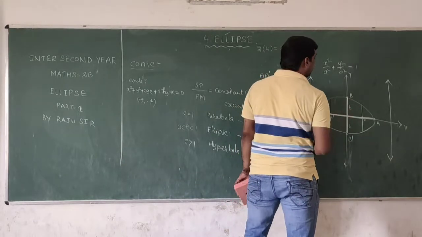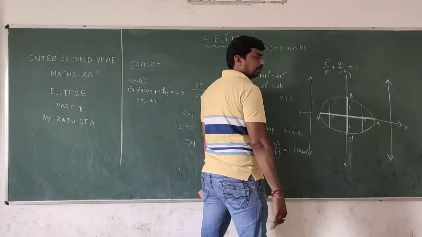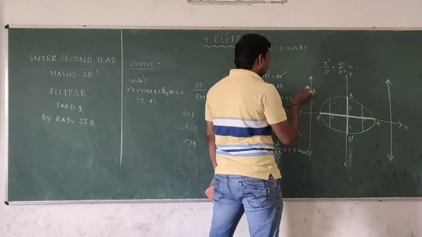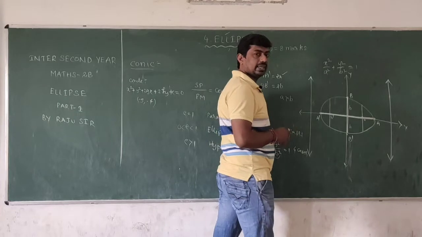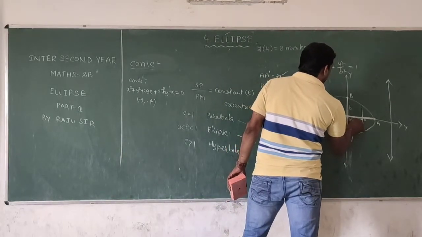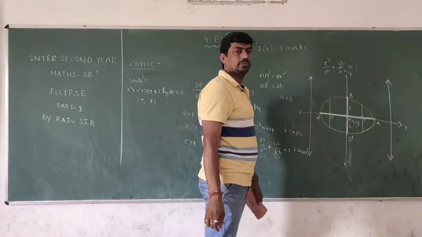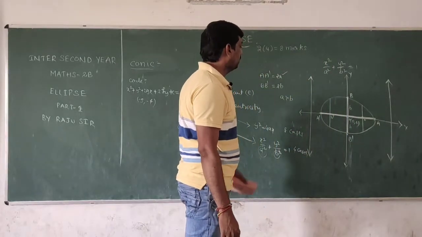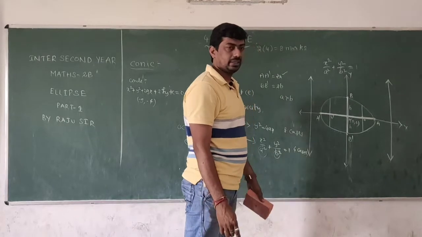The length of minor axis is 2b. If a is less than b, then that is the second case. Here the center O coordinates are 0, 0. These two are the directrix.